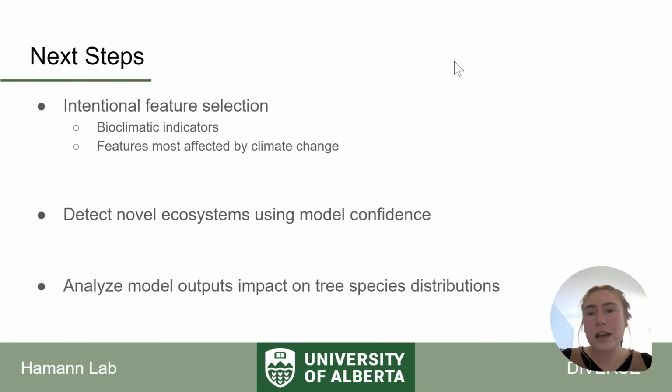Now, just looking at next steps really quickly, I would like to really intentionally look at the feature selection. First, looking at bioclimatic indicators that are really important for tree growth, and then also select the features that will be most affected by climate change. And then lastly, I would also like to add in some analysis on novel ecosystems. So right now, the model is having to give a prediction. I would like to give the model an option to, if it has a very low confidence, to say that there is no new predicted ecosystem in that area. And then lastly, I would like to analyze the model's impact on tree species distribution. So add in tree species distribution data.